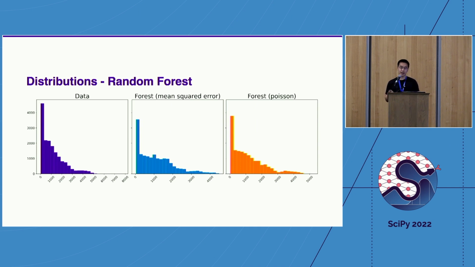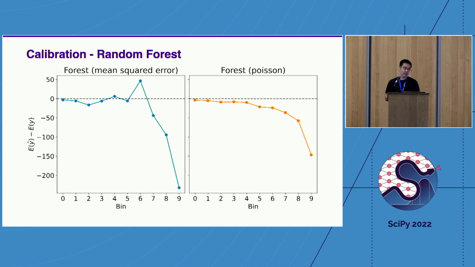But another way to look at it, remember, is the calibration. So we also make the calibration plot for random forests, and you can see that they both do fairly well. Poisson is still, you could say, closer to 0, but one thing to note is that the rightmost bin also underpredicts. So that means for the largest counts, both these models under-predict the number of counts in our data sets.